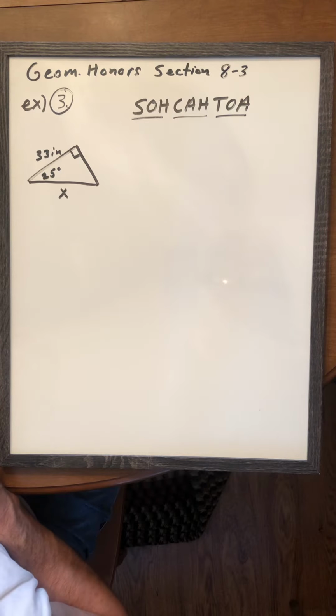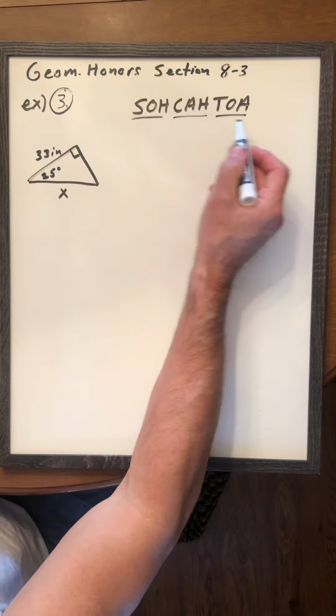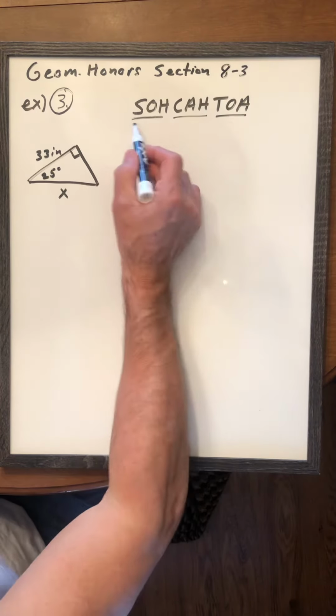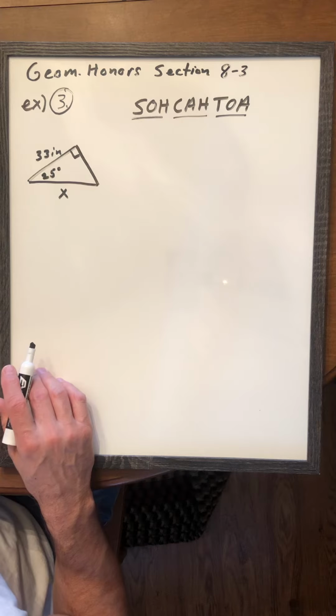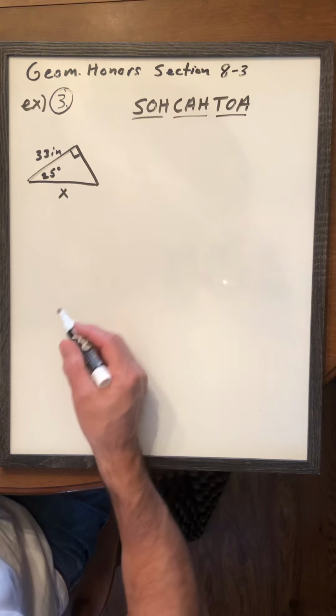Okay, we're still in section 8.3. We have this example, example number 3. And again, we're dealing with sine, cosine, and tangent. I write that at the top here. You may want to put that on your paper to help you remember. We've got to figure out whether we're going to use sine, cosine, or tangent.